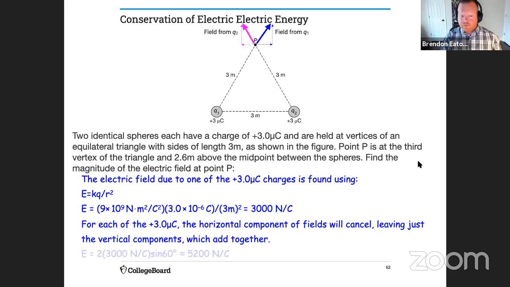So for the electric field, since you have two of them, remember you have two, that's 2 times 3,000 sine 60. That gives me the vertical component that's pointed upwards, and that gives you roughly 5,200 newtons per coulomb at point P.